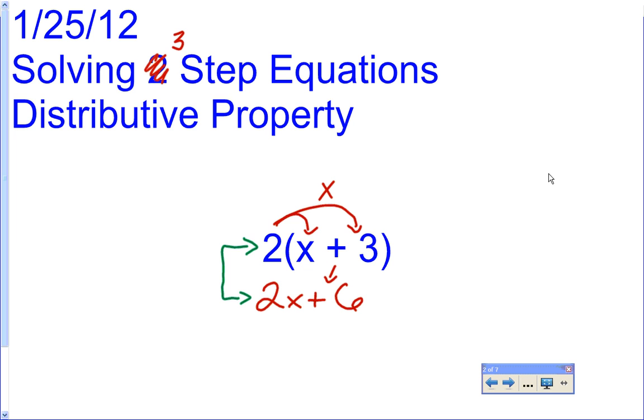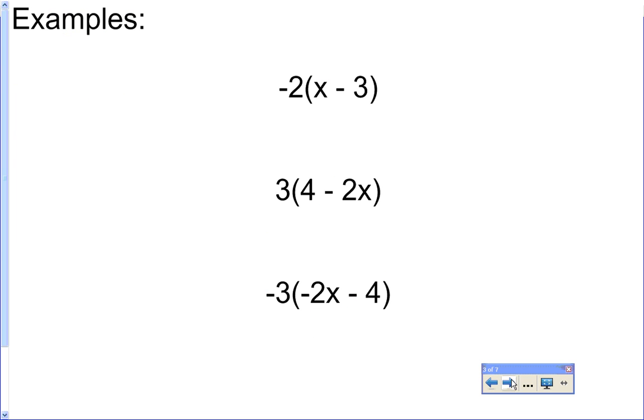Sorry for that distraction. So let's look at 3 more examples of the distributive property. All right, so let's look at the first one. Again, whatever's outside the parentheses is going to get distributed to what's inside the parentheses using multiplication. So we're going to simply multiply x times negative 2 and 3 times negative 2. So negative 2 times x is negative 2x. Bring down the minus sign. Negative 2 times 3 is negative 6.